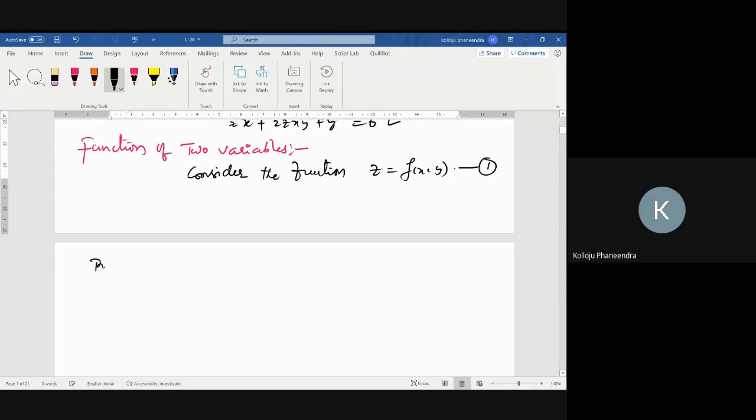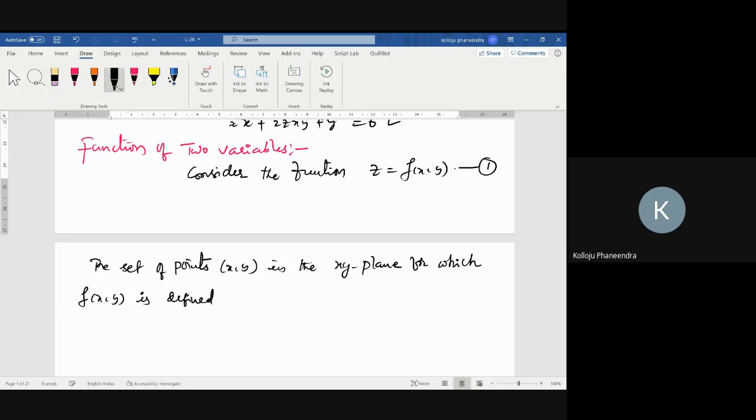Let us see the set of points x comma y in the xy plane for which the function f of x comma y is defined. That is called the domain of the function. This domain may belong to the entire xy plane or some part of the xy plane.